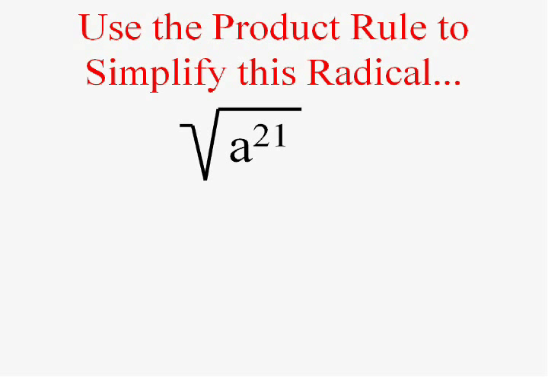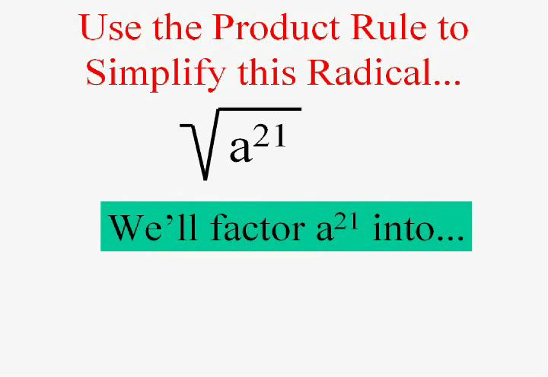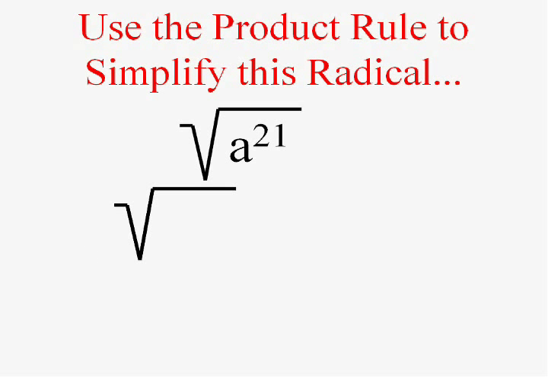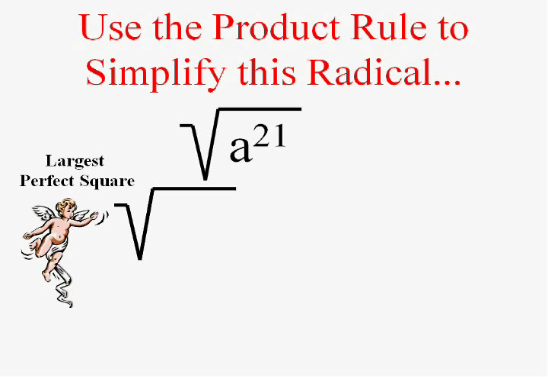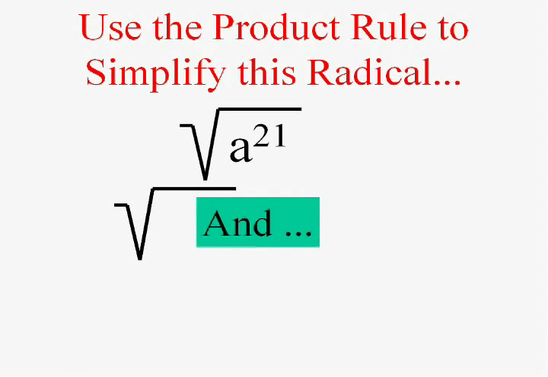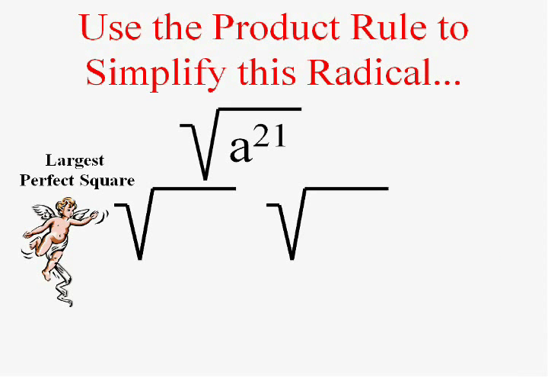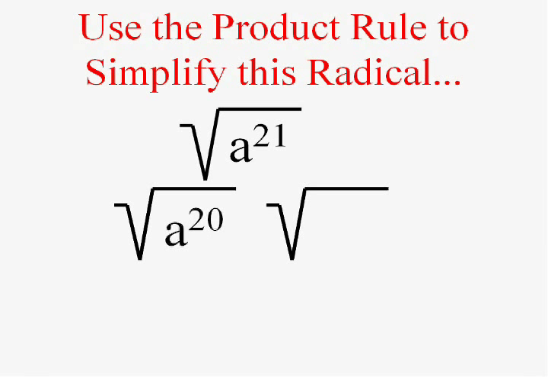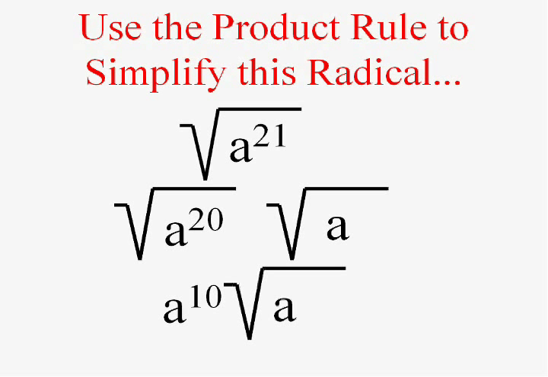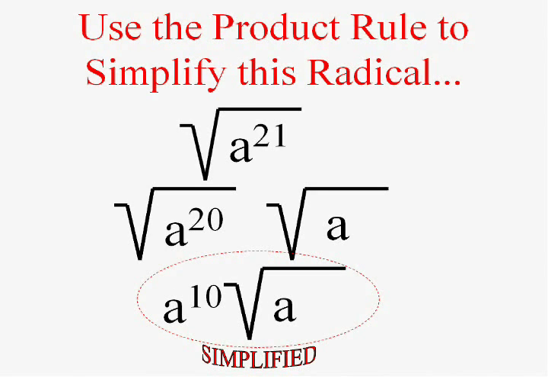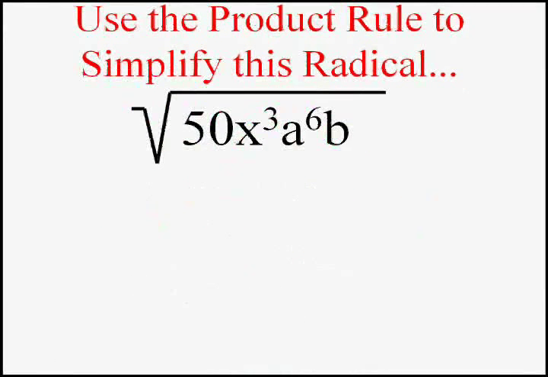How about something like this? Don't let it scare you. We're going to factor it into the largest even exponent, which is the largest perfect square, times whatever's left over. In this case, the largest perfect square will be a to the 20th, and my leftover will be a to the 1st. The square root of a to the 20th is a to the 10th, and I have my leftover, and there's your answer.